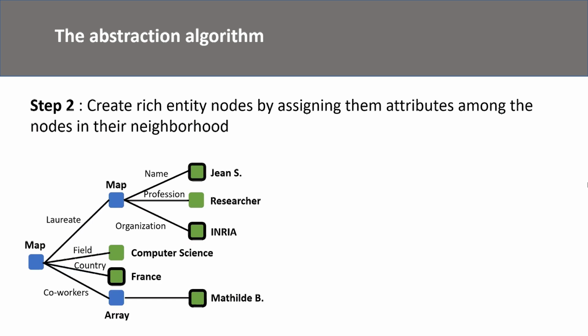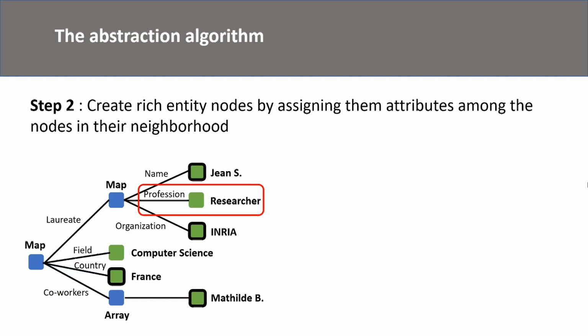On the figure here, you can see the nodes that are entities. They are green with a black border, whereas values not recognized as entities do not have a border. Here, we look at the edge profession, which leads to researcher. That should typically be an attribute of an enriched entity. But which one? There are indeed several entities in the neighborhood of the node researcher, here Jean S and INRIA.